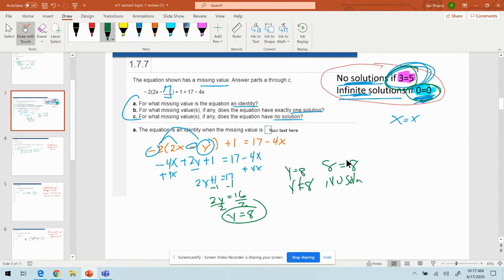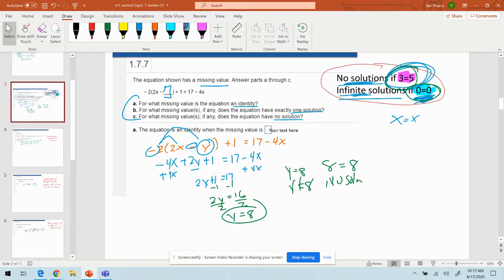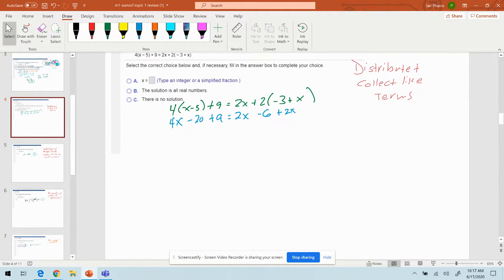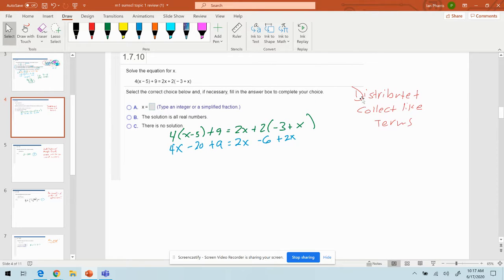Okay? One more question for this first video, so the video doesn't go too long. Here we have where you actually have to distribute and collect like terms. You know, this is standard math stuff right here. I've done the first couple of steps. Let me show you just some stuff to help you out with collecting like terms. You might want to use underlines or colors like I'm doing. So I've got numbers there and there. So it's going to be 4x. Let's see, negative 20 plus 9 is negative 11.